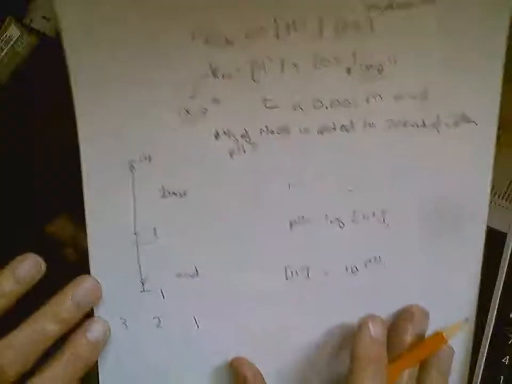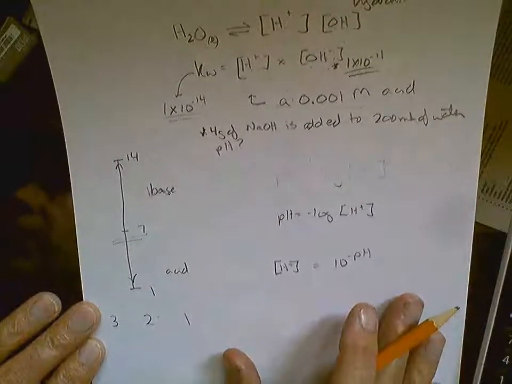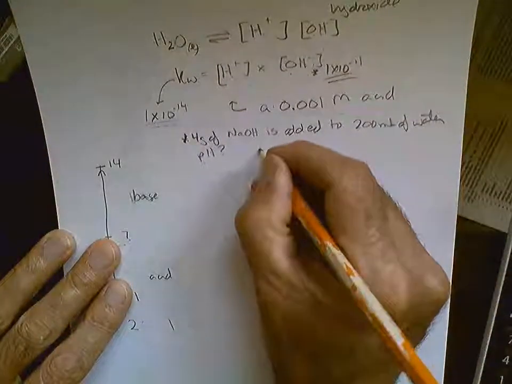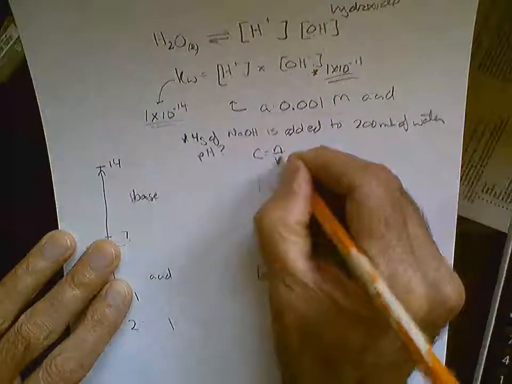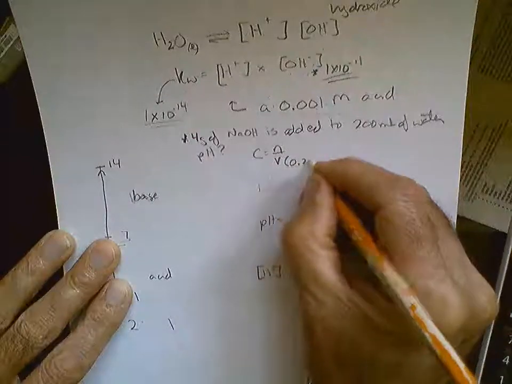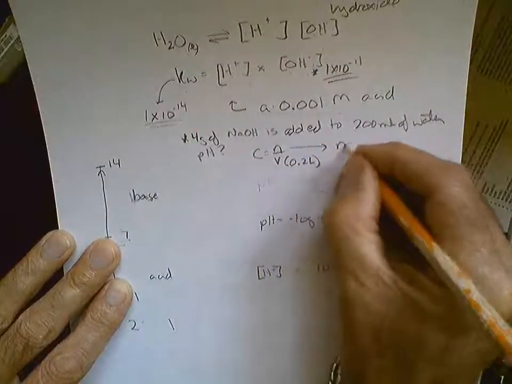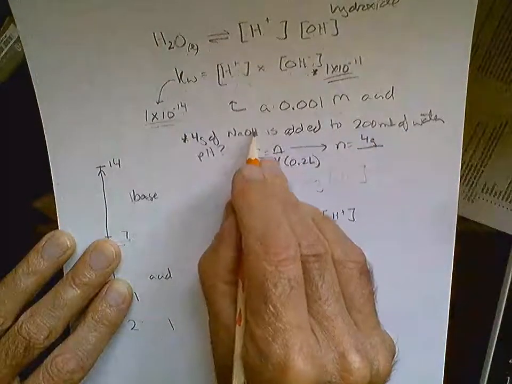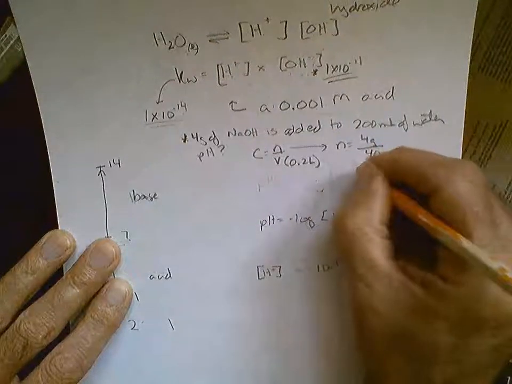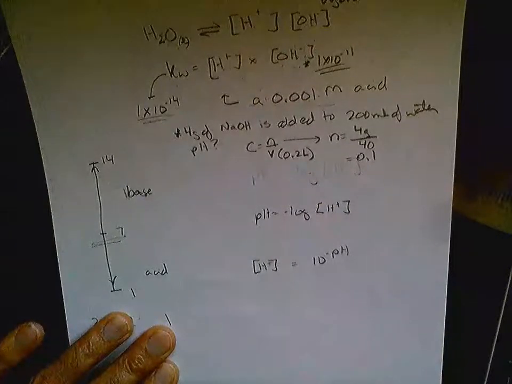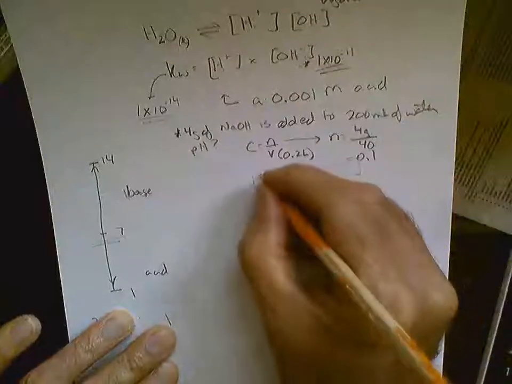Let's try a problem. 4 grams of NaOH is added to 200 mL of water. What is the pH? Well, first of all, we need the concentration, which is moles over volume. Our volume is 200 mL, which is 0.2 liters. Our moles is equal to the 4 grams over the molar mass of NaOH, 23 plus 16 plus 1 is 40, so 0.1 moles. So what we have is 0.1 divided by 0.2, and that's going to equal 0.5.